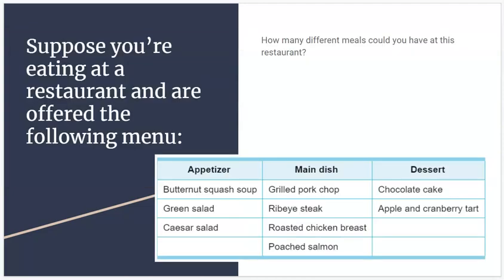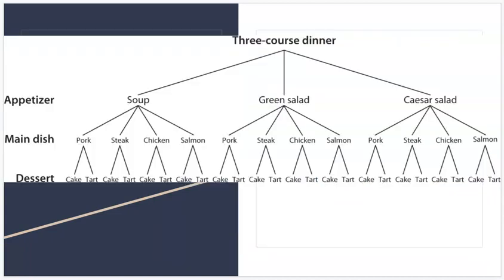So let's get right into the examples. Suppose you're eating at a restaurant and you're offered the following menu, where you have a choice between appetizer, main dish, and dessert. How many different meals could you have at this restaurant? Well, currently, the only way you know how to do this is by doing a tree. So let's go ahead and take a look at the tree, where here's our first step, appetizer. Main dish is our second step, and dessert is our third step. If you remember the tree diagrams, this is going to be a vertical one, so it might look a little different from the ones you're used to, but here it is.